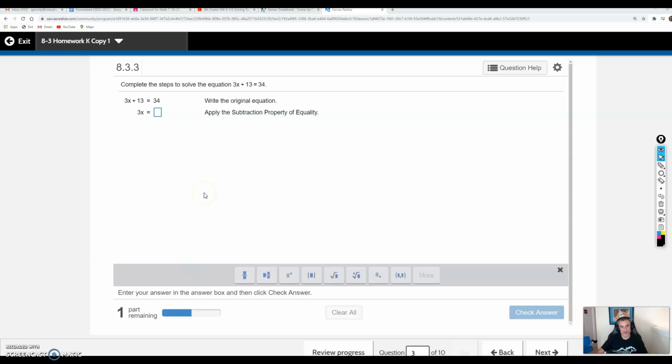All right, so this is question number 3 from your homework, 8-3K. In years past, this question has confused some people just because of the way they set it up. What they're trying to do is walk you through the problem step by step. The mistake that people have made in the past is they solve this equation, 3x plus 13 equals 34, and then they put the final answer in this box right here. That's actually not what this question is asking you to do. They want you to go step by step.